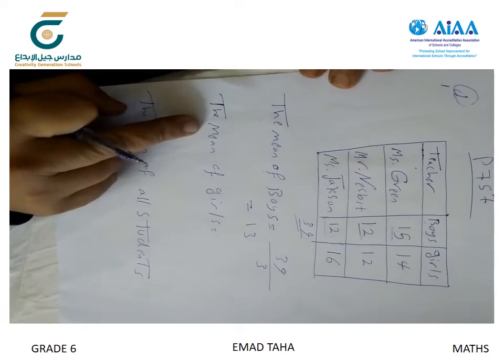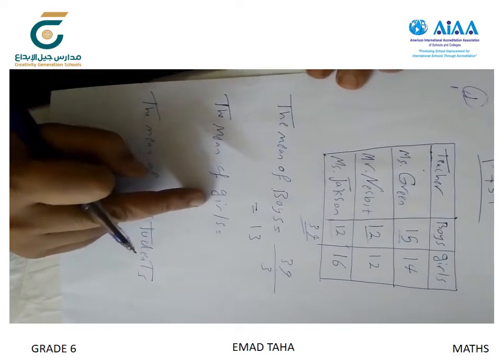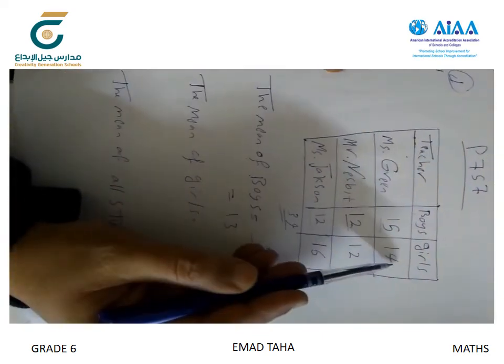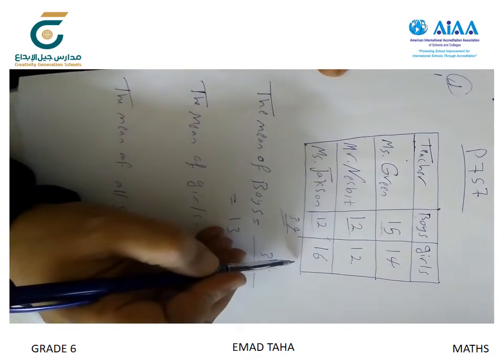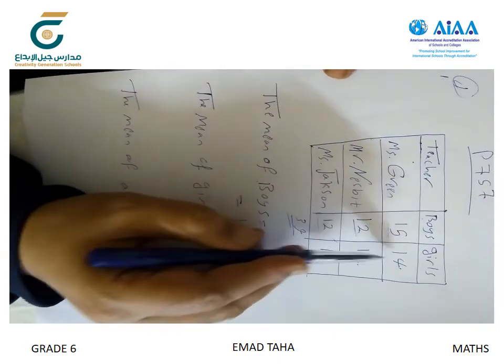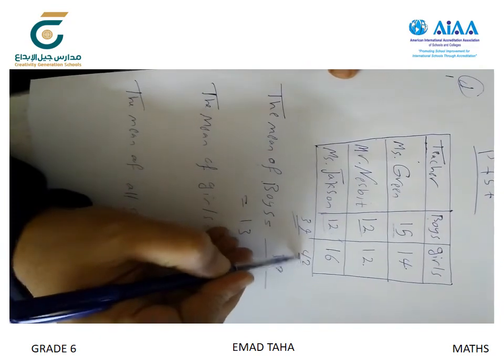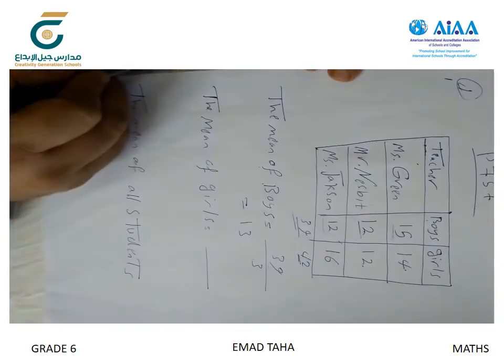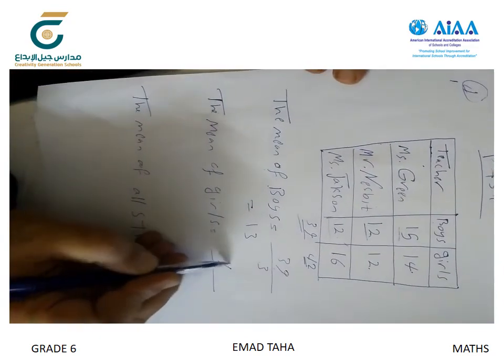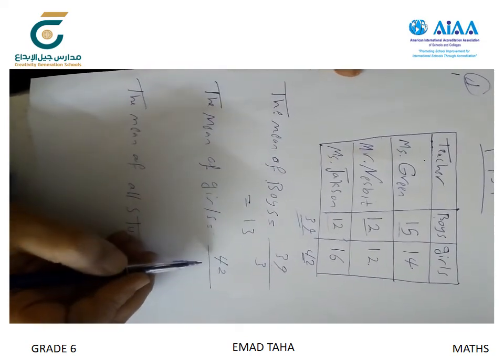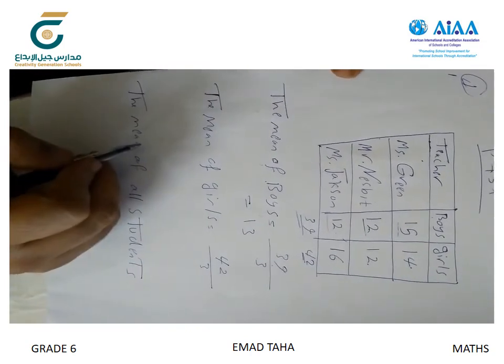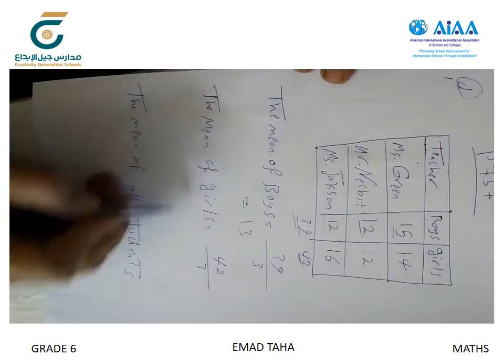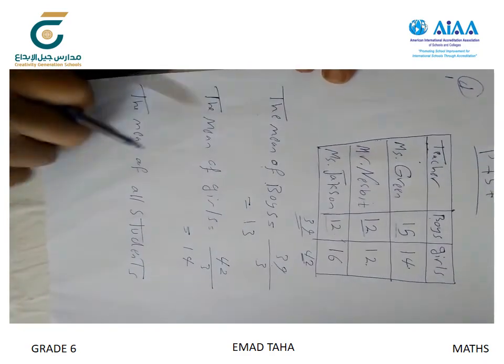Also, we want to find the mean number of girls in 3 classes. So for the total number of girls, we add 4 plus 2, 6, plus 6, 12, and so on, which equals 42. So to find the mean of girls, we divide 42 by the number of classes, 3 classes. Okay, it will be 14.